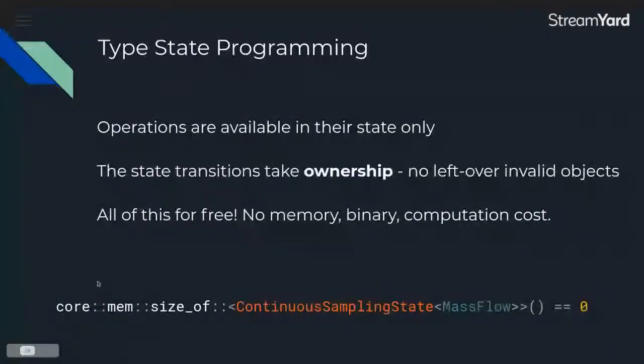So what is the general pattern here? Well, operations are available in their state and their state only. So we can call go_to_sleep in idle state, and wake_up in sleep state. I start to sound like a broken record, but this is really so nice that I just cannot stop repeating it. And the good thing is that the state transitions take ownership. So there are no leftover invalid objects. I'm looking at you, C++ move. And all of this has no cost in terms of memory, binary, and computation cost.